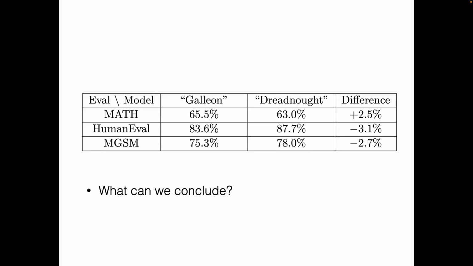Okay, so we saw this table and it has three different data sets, so math, human eval, and MGSM. And then up here it has two different models. We'll just call them model A and B, but on these tables, they have these nice names. Okay, and so we saw these differences and we want to know are these significant differences? Are they meaningful?